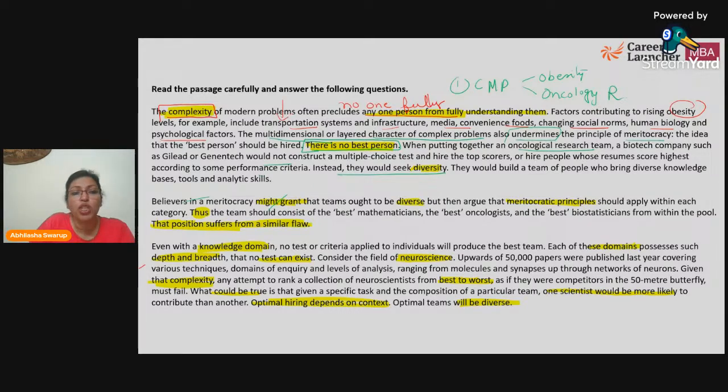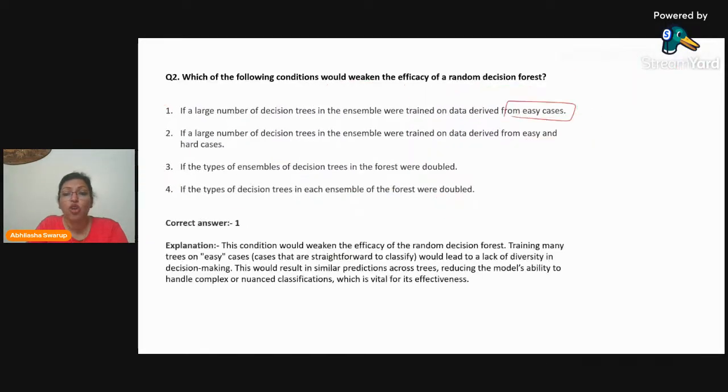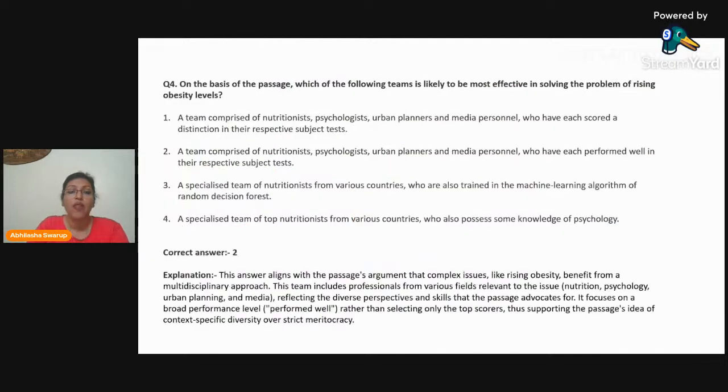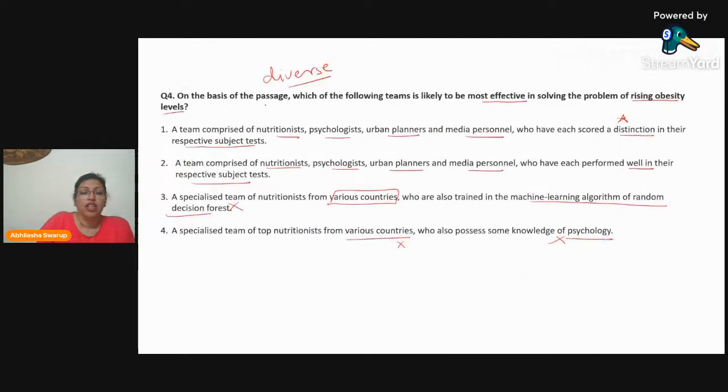We said transportation, infrastructure, media, convenience food, social norms, human biology, and psychology. So many things were involved, right? So, therefore, when you're trying to solve this case, you need to have multiple people in the team, right? So, therefore, we said nutritionists, psychologists, urban planners, media personnel, etc. Okay, so 3 and 4 we were able to eliminate.